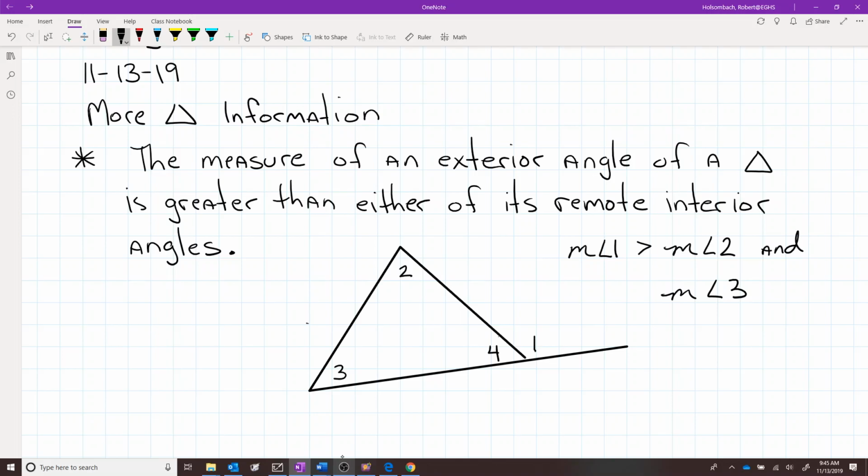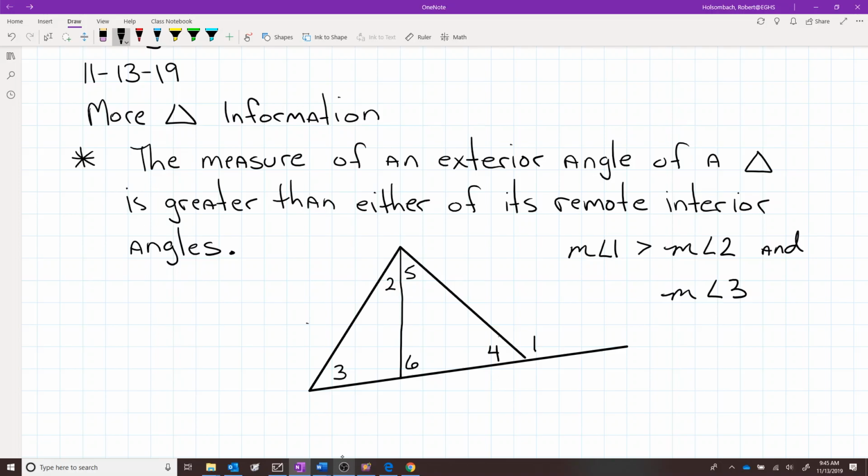Now, just watch this, please. If I erase that angle and I move it, I'm just going to move it over a little bit. I'm going to put a line right here now. And I'm going to call this angle 5. Angle 1 hasn't changed, has it? Alright, isn't it still an exterior angle? And let me call this angle 6.